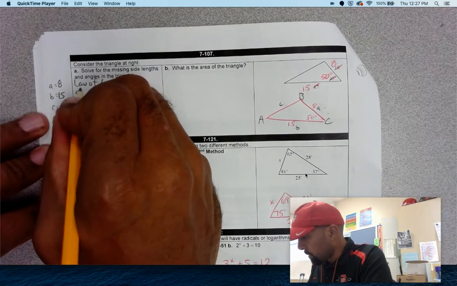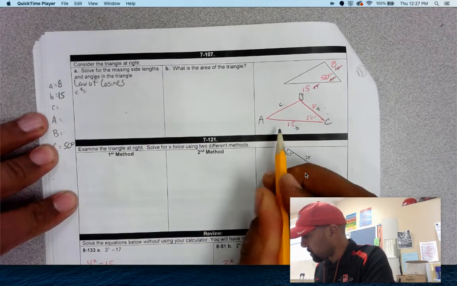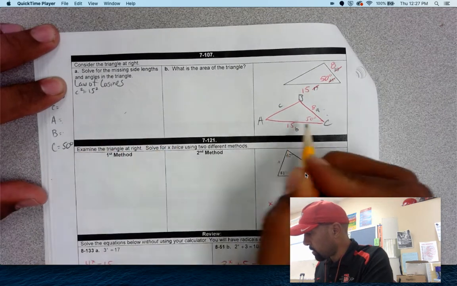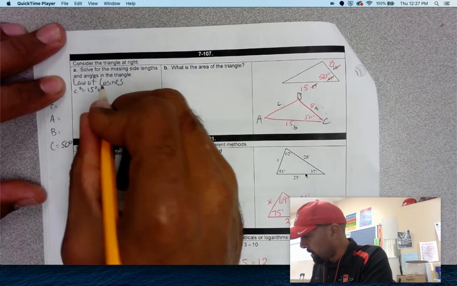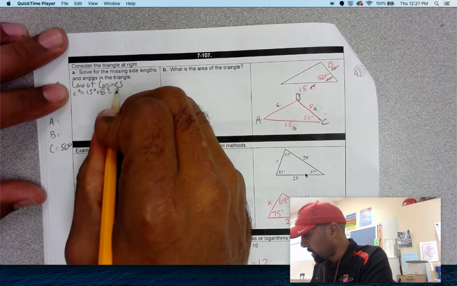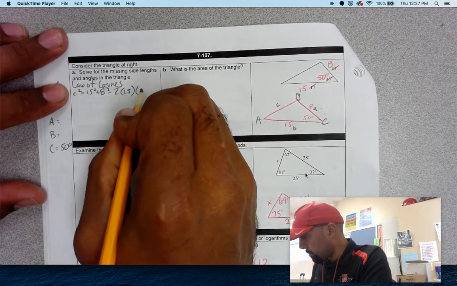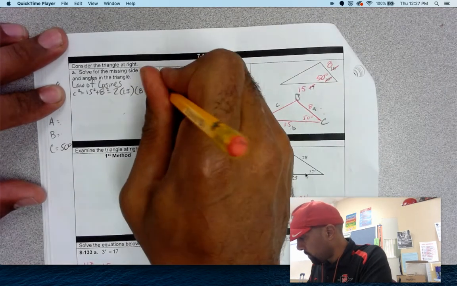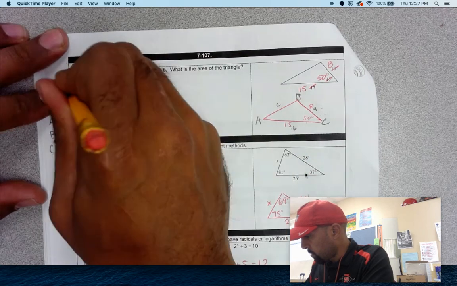That means we're going to set up C squared equals the other two sides squared and then added together: 15 squared plus 8 squared, minus 2 times 15 times 8 times the cosine of the angle in the middle, 50. Then we take the square root of all of that.